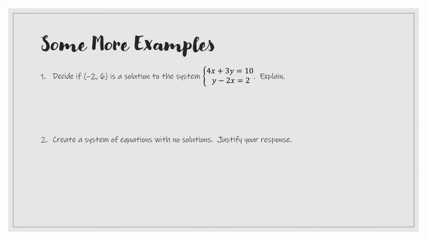So some more examples. The first example, we're going to decide if negative 2, 6 is a solution to the system. So what's great about systems is that we can actually check our answer. So on the previous examples that we did, when you have an actual solution, you can check it very easily because we know that this is telling us that negative 2 is x and 6 is my y value. And so I can take those and I can plug them into this system to make sure that they work.